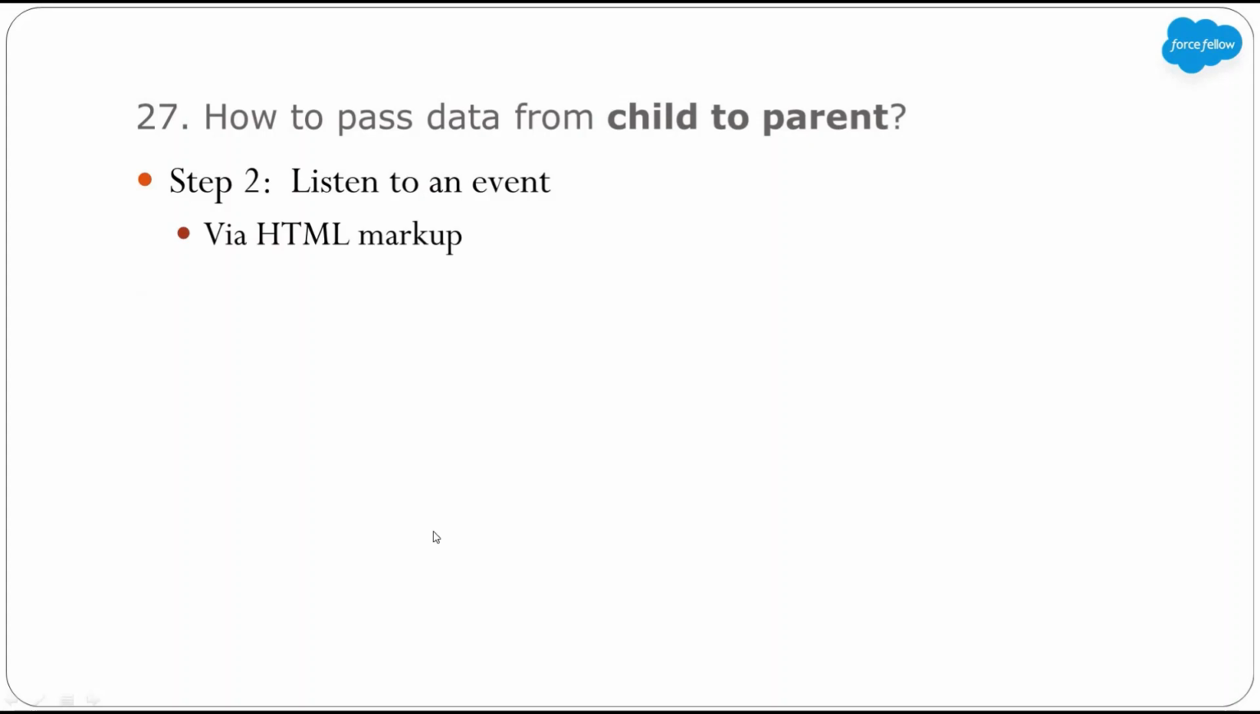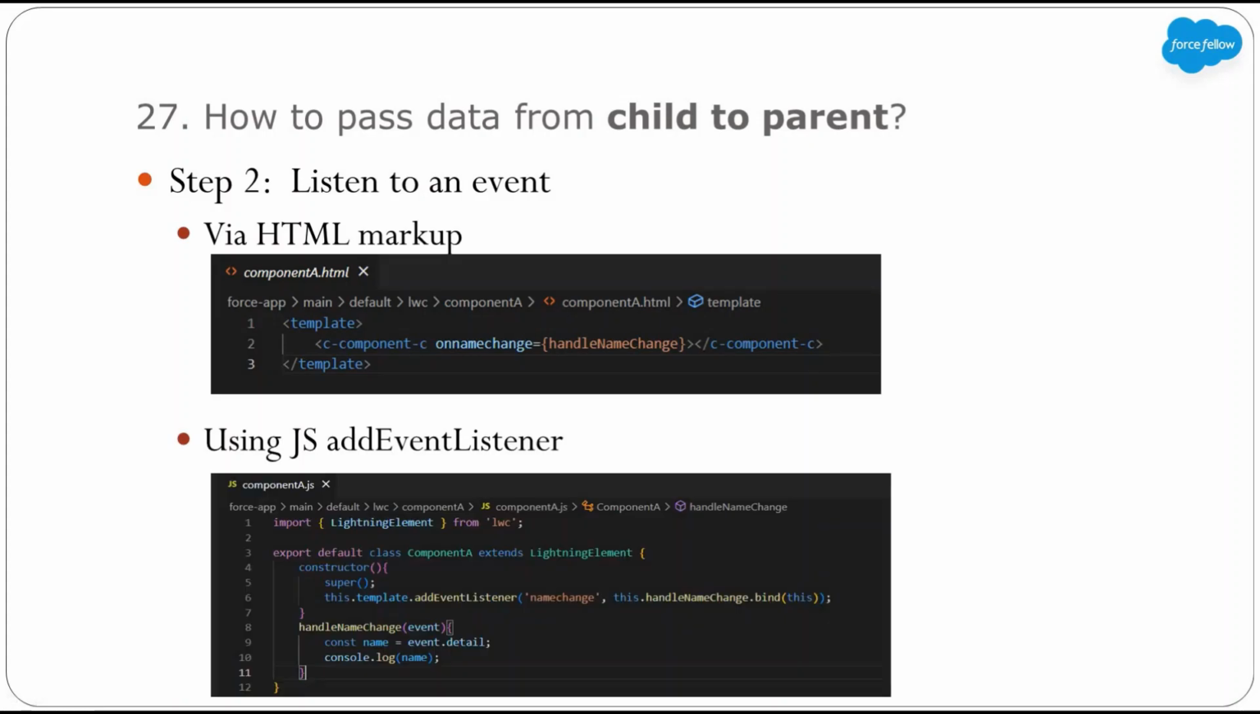And the second step is listen to an event. So we can add event listeners in two ways: via HTML markup, or we can say the declarative approach, and the other one is using JS addEventListener, which we can say is the programmatic approach. So if we talk about the declarative approach, then you can see in this HTML file on line number 2, we are calling our child component, and with the child component we are registering our event listener also with the on prefix. So the event name is name change, so it will call on name change, and our event handler is handle name change.